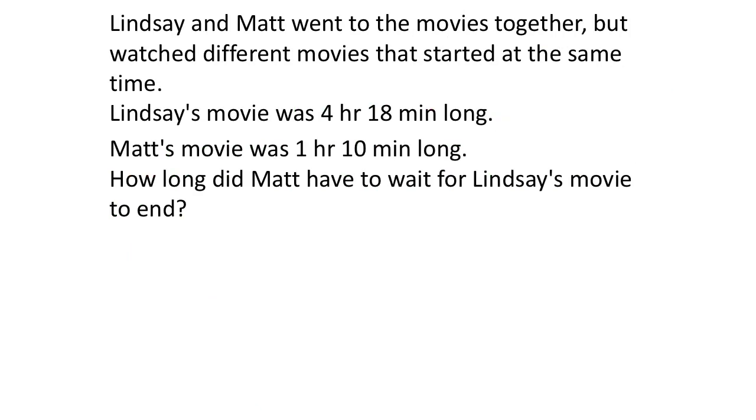Lindsay and Matt went to the movies together, but watched different movies that started at the same time. Lindsay's movie is really long, 4 hours and 18 minutes. Matt's movie is much shorter, 1 hour 10 minutes. How long did Matt have to wait for Lindsay's movie? So, Matt's movie is obviously shorter, so he's going to have some wait time on there. How long did he wait? That's going to be a subtraction problem, right?